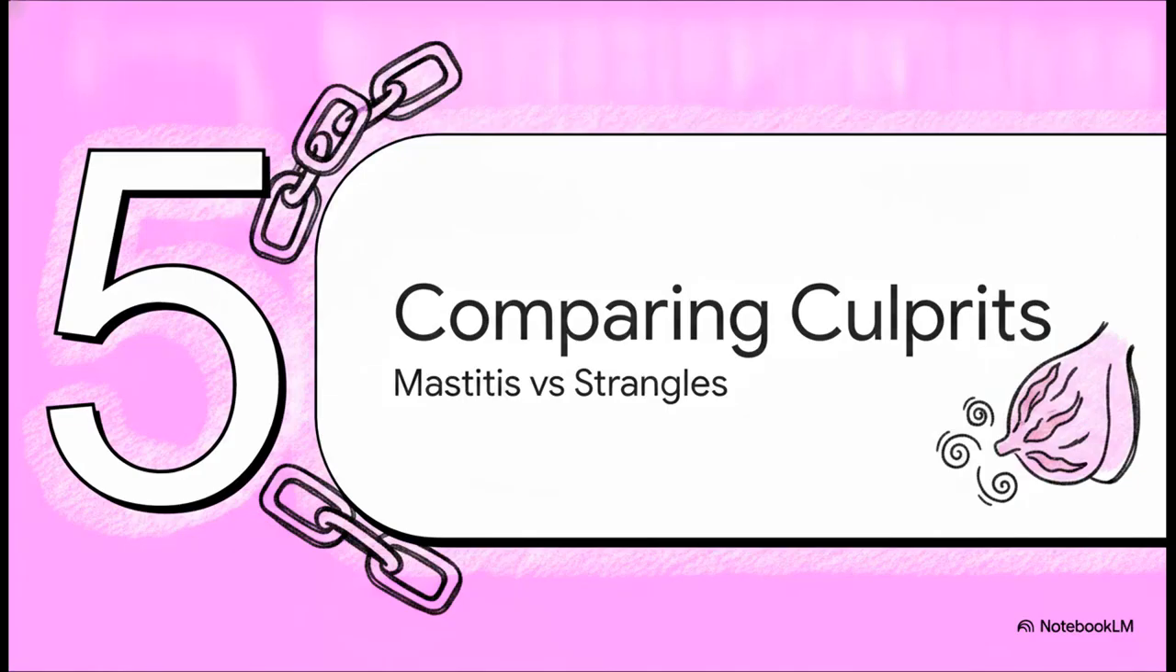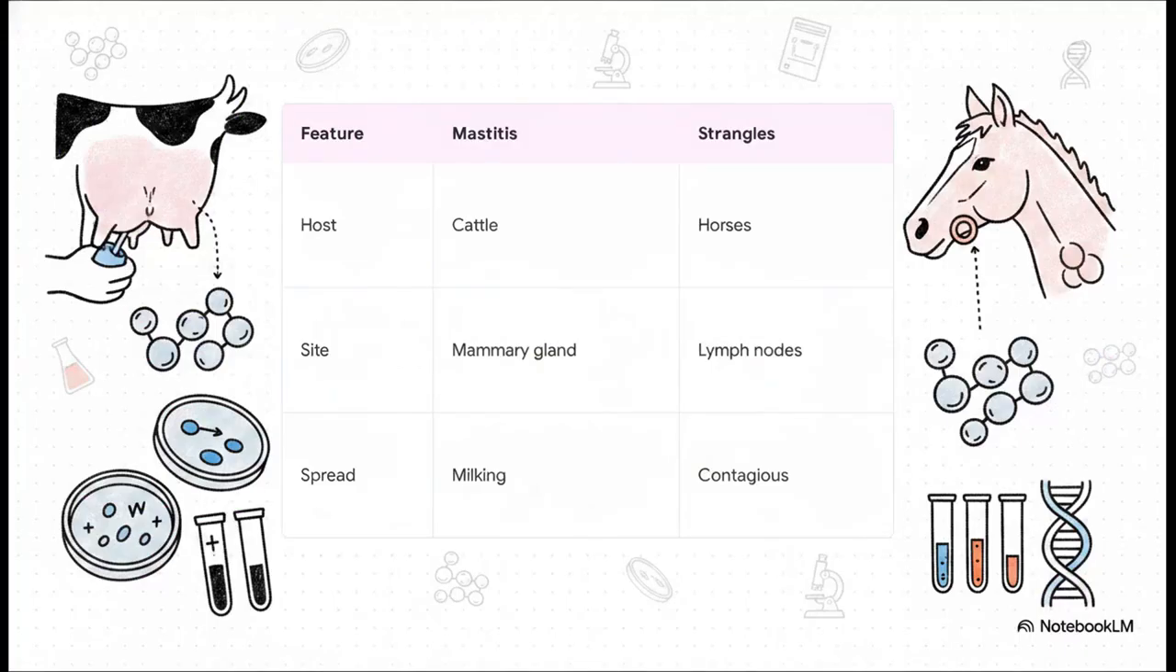Bringing it all together now, Section 5, Comparing the Culprits. I want you to notice how the exact same foundational traits, gram-positive spheres and chains with a negative catalase test, branch off into two completely different ecological and diagnostic profiles. In our bovine case, we're dealing with a trio of suspects causing mammary gland infections, and we solve it using CAMP and esculin tests to trace whether the spread is environmental or from the milk ducts. Over in the equine case, we have a single, highly contagious culprit causing severe lymph node abscessation, and we solve that one using sugar fermentation and PCR to hunt down asymptomatic carriers.